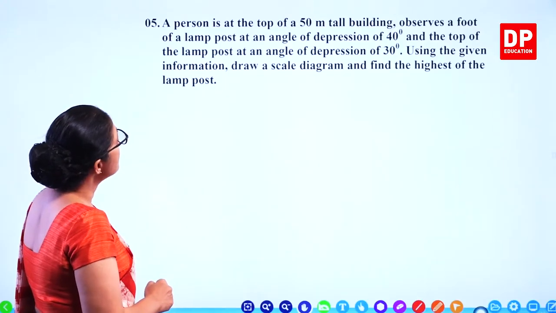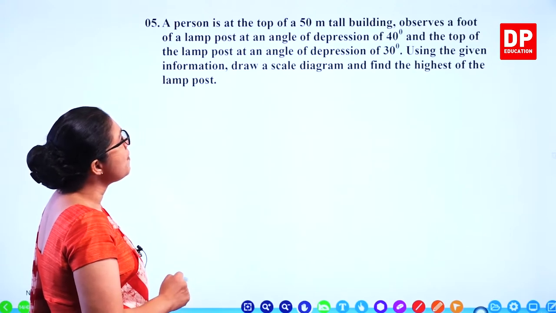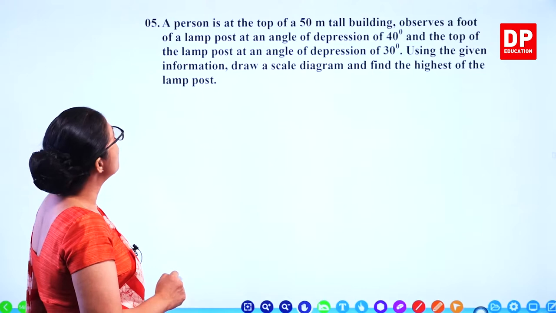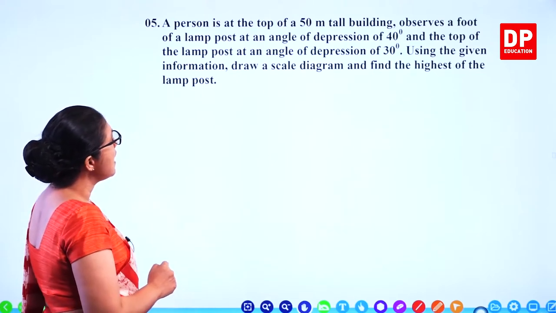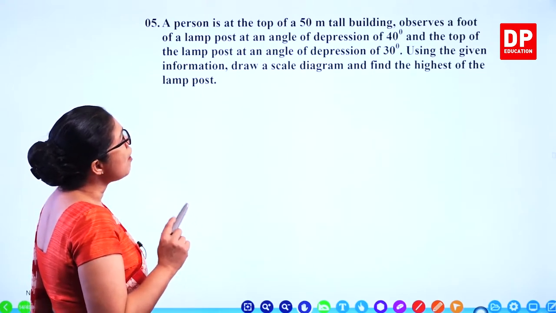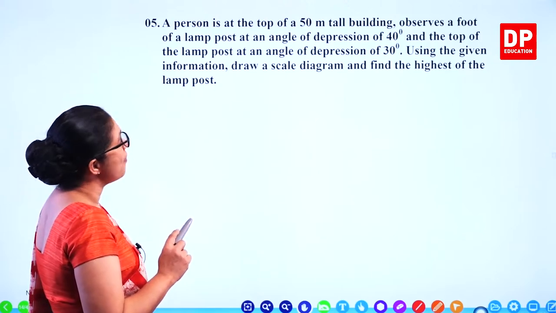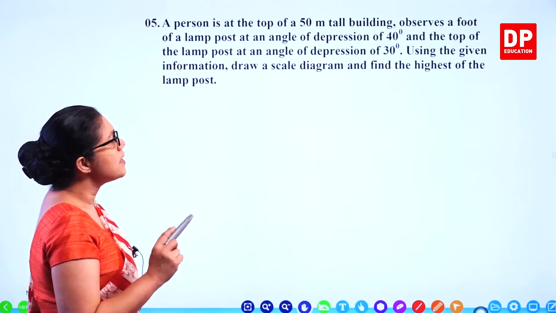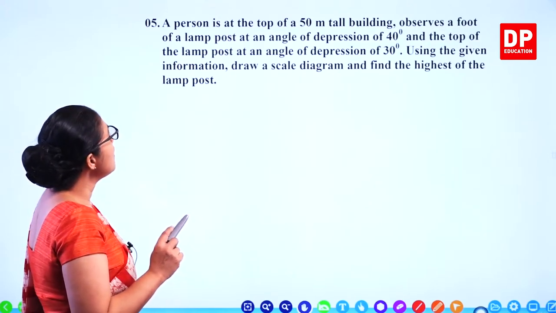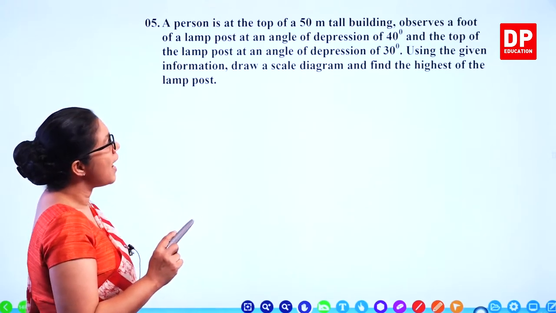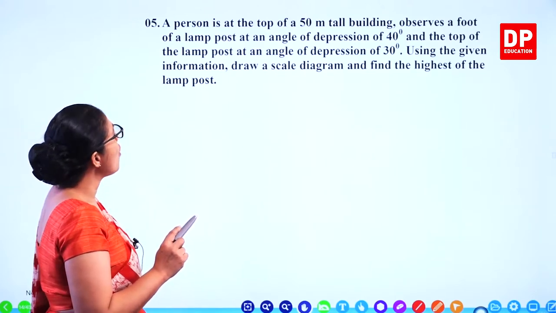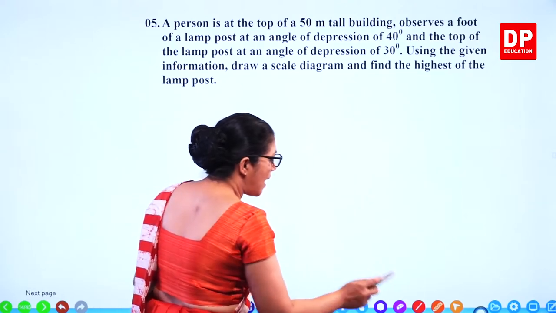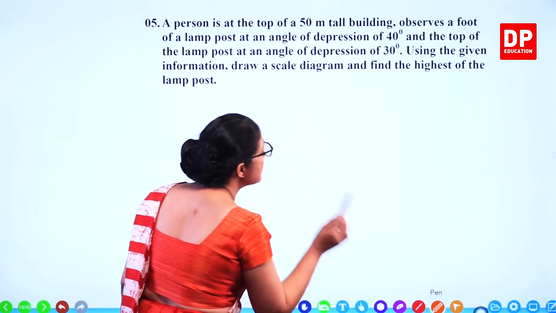It says a person at the top of a 50 meter tall building observes the foot of a lamp post at an angle of depression of 40 degrees and the top of the lamp post at an angle of depression of 30 degrees. Using the given information, draw a scale diagram and find the height of the lamppost. So we have to draw the scale diagram. Before that, we'll sketch it and see.